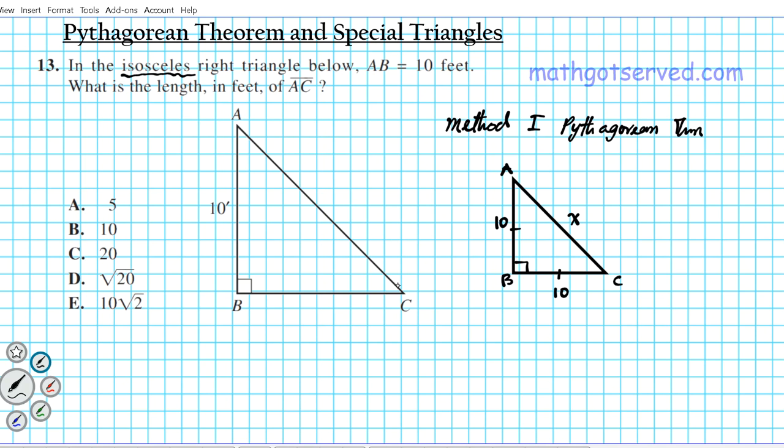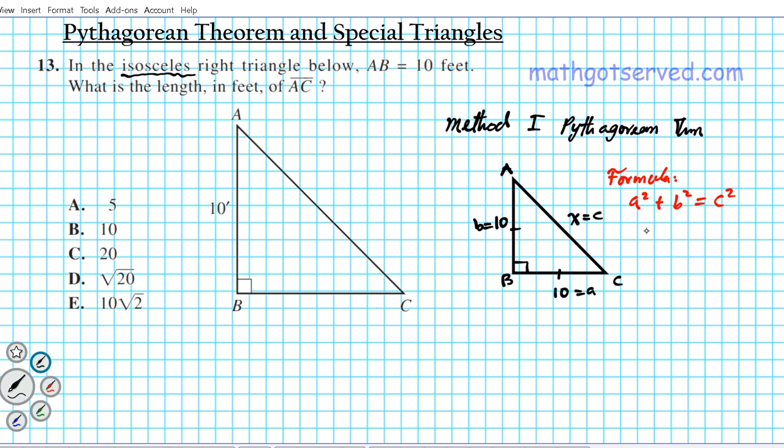Alrighty? Okay. What is the Pythagorean theorem? The Pythagorean theorem is as follows. It basically tells you that the sum of the square of the legs, a squared plus b squared, is equal to the square of the hypotenuse. Okay, so in this problem, the legs are a and b. It doesn't matter how you label them, but the hypotenuse is always c.